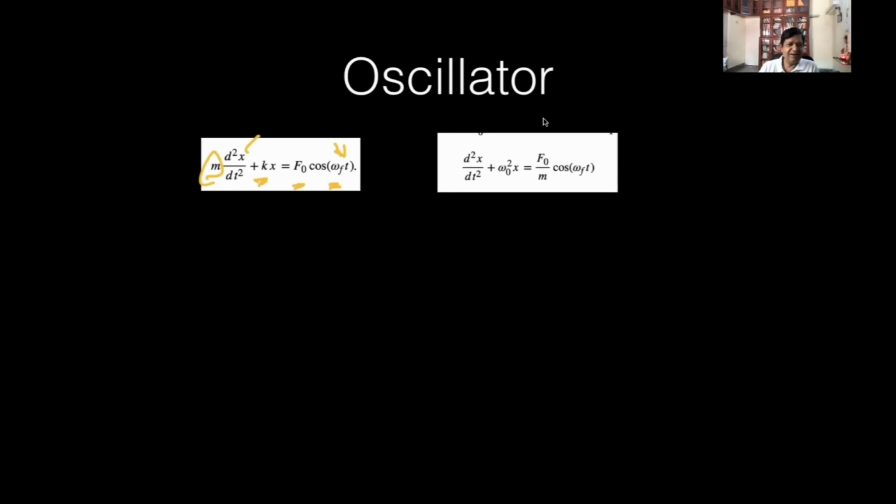Now, if I do an experiment or computer simulation, if I want to understand the full system, I need to vary all 4 of them. Keeping k, f naught, and omega fixed, what happens if I change m?